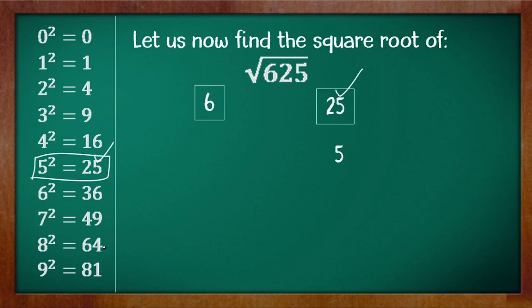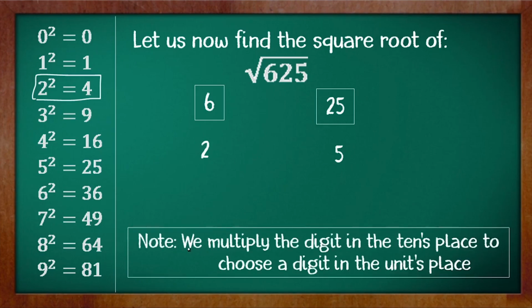There's no other number here. Now we'll see the perfect square number just less than 6, that is 4. So what is the number at the tens place? It is 2. So what will be the answer? It is just 25. Here you don't need to multiply. Note, we multiply the digit in the tens place to choose a digit in the units place. In the previous example, there were two numbers that we could write in the units place, but here we have only one number, that is 5. So no need to multiply.